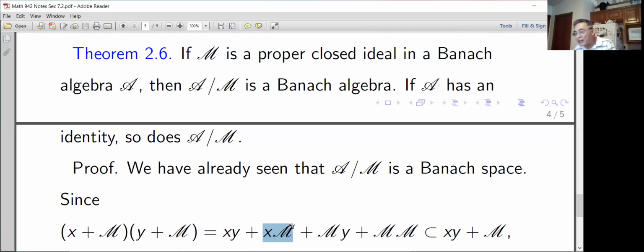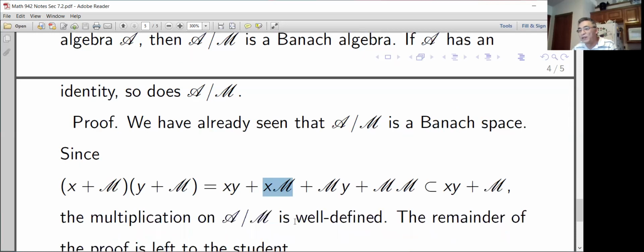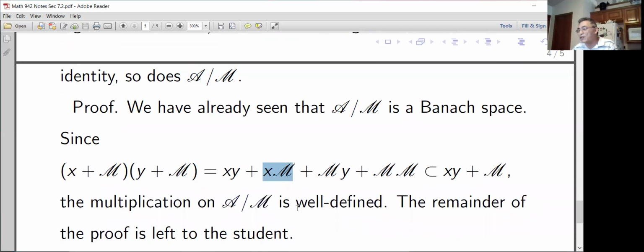In order for this product to be well defined, in order for A over M to be a Banach algebra, we must require M to be an ideal, a closed ideal. So now we can see that if it is a closed ideal, then this element times this is a well-defined product here, XY plus M. So the multiplication on this is well defined. And the remaining axioms are satisfied, and the remainder of the proof is left to the student.